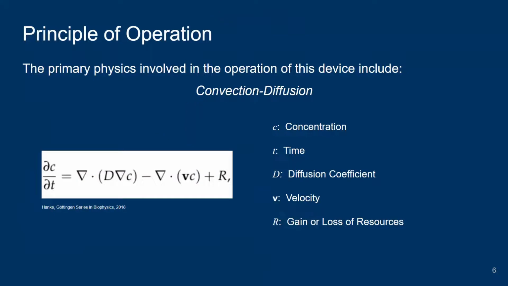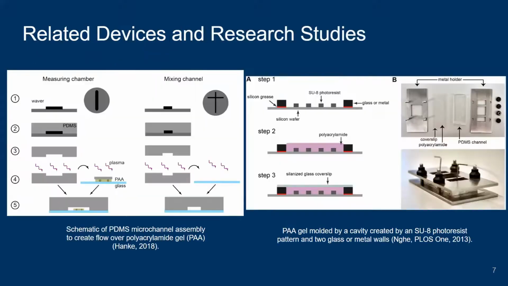The final important principle of operation involved in our device is convection diffusion. This equation accounts for both the active mass transport or convection due to the fluid flow and the diffusion within the solution. The first term on the right-hand side of the equation corresponds to diffusion, while the second term corresponds to convection. Here are two published devices that operate similarly to ours.